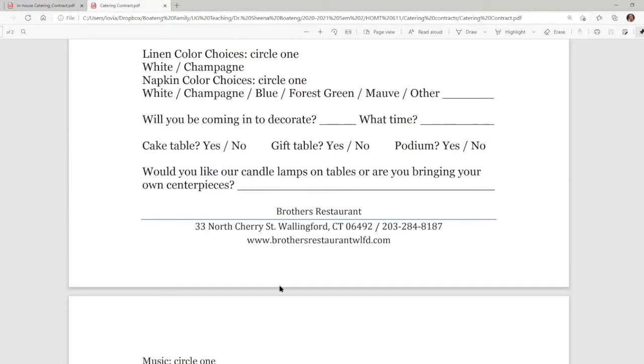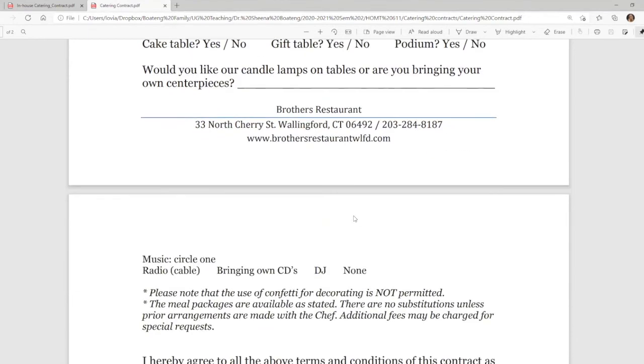So you realize that this is an organization that does not only do in-house catering, they also do outhouse. So this contract can fit both in-house and outhouse. Do you realize? Because Brothers Restaurants have their own venue. But if you don't want to use their venue too and you are using an independent venue and you want them to come there to serve you, they can do so.